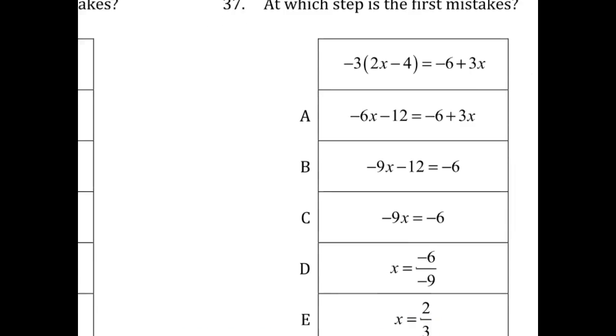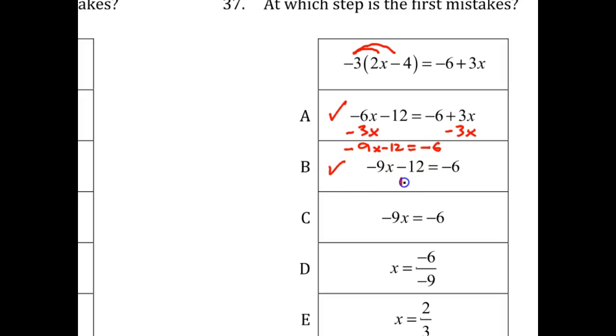Okay, same idea here. Look for the first mistake. So we have negative 3 times 2 is negative 6, that's correct. Negative 3 times negative 4 is negative 12, that's correct. Right-hand side's the same, so that's good. Next we would subtract 3x. And negative 6 and negative 3 is negative 9x, so yep, that's correct.